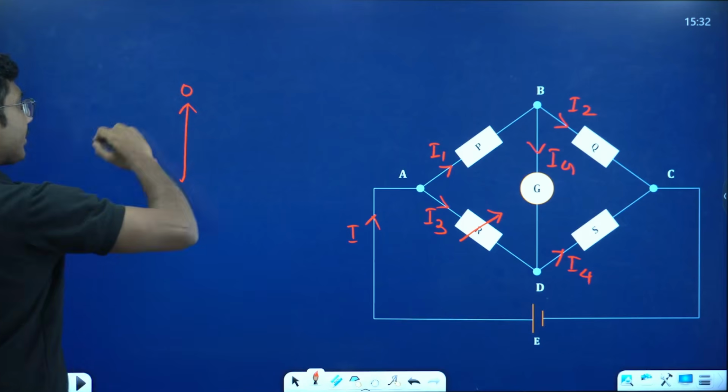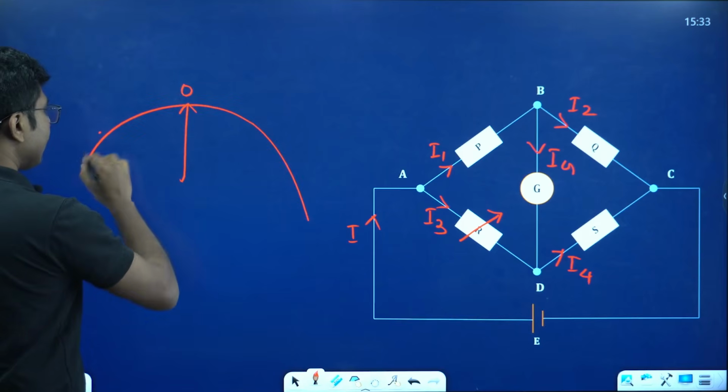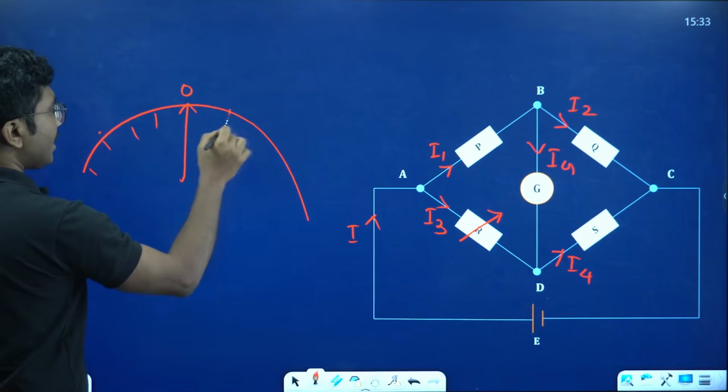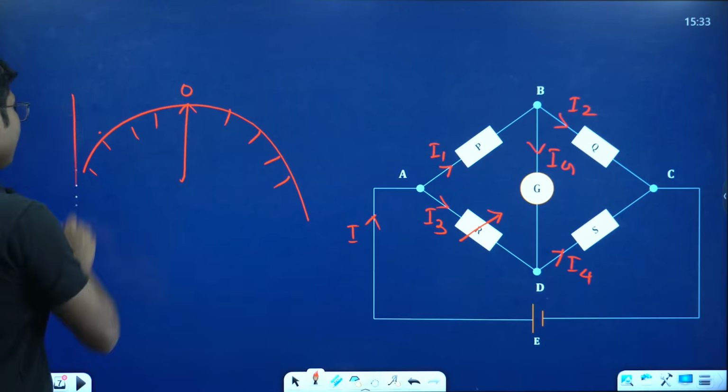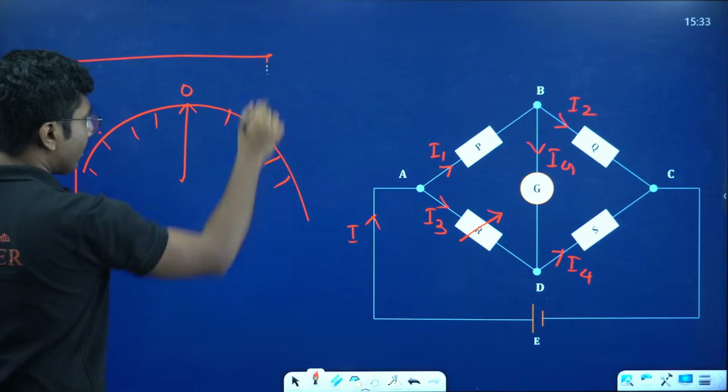This is the galvanometer. Generally, a galvanometer shows a reading like this: 1 2 3 4 5, 1 2 3 4 5. This is how a galvanometer looks. If you do the experiment in a laboratory, you will see this later on.